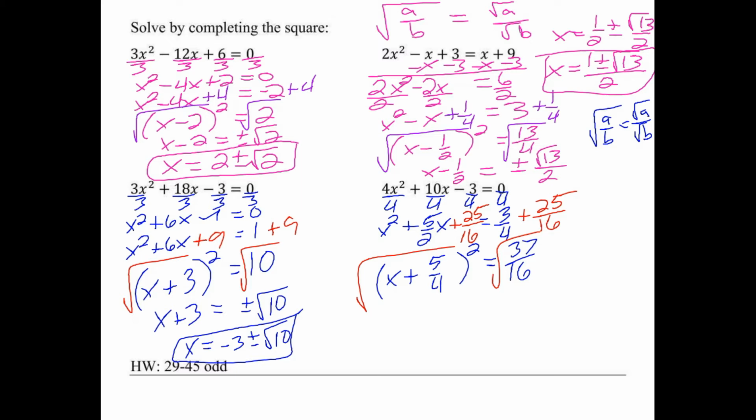Okay, what do we have on the left side? X plus 5/4. And on the right-hand side? No. Plus or minus. Don't forget that. Write that down right away.